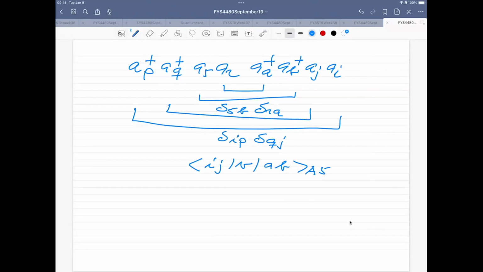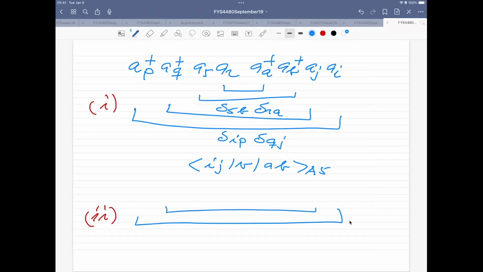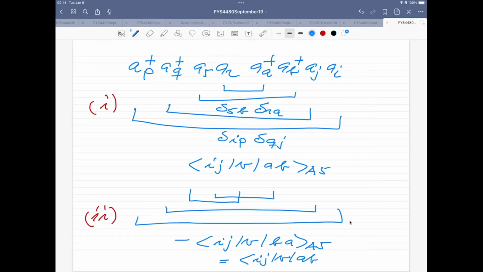But I can now interchange. So this is the first one. And let's look at the second one. The second one could now be us just keeping these two here, like that. But now I interchange S and R. So I can let R go to B and S go to A. That's going to give me a minus sign because I have to interchange the operators. So I will get <ij|V|ba>, anti-symmetrized. But since I'm using anti-symmetrized matrix elements, this is simply going to be <ij|V|ab>, anti-symmetrized.